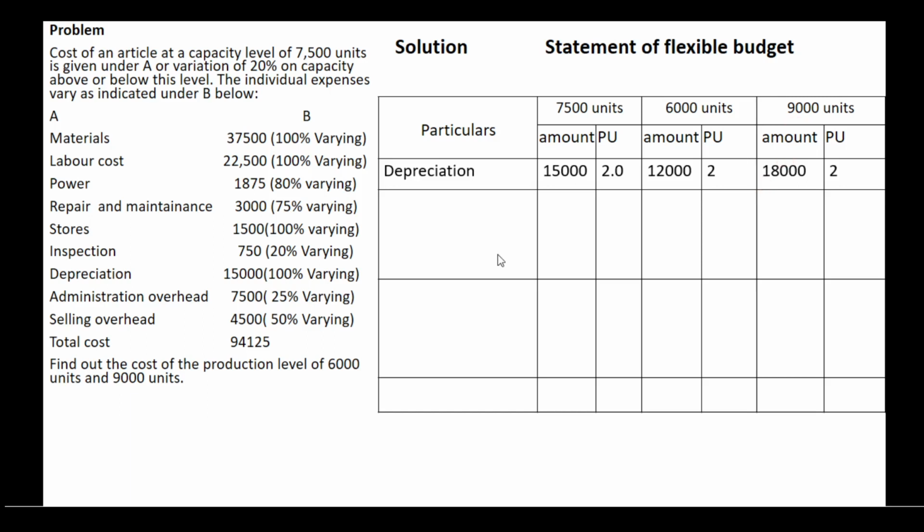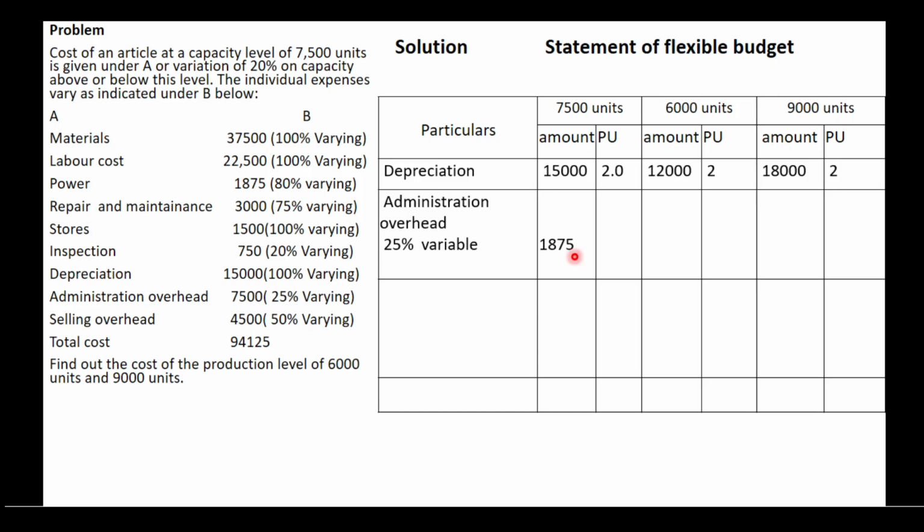And the next one, administration overhead. The administration overhead amount is 7,500. So in the 7,500, the 25% are varying. The remaining 75% are fixed. So first we calculate for the variable, that is the 25% variable. So 7,500 into 25 divided by 100. So now the amount are rupees 1,875.